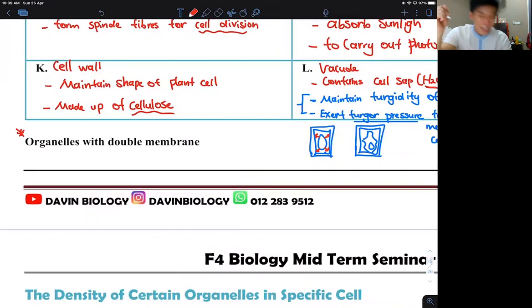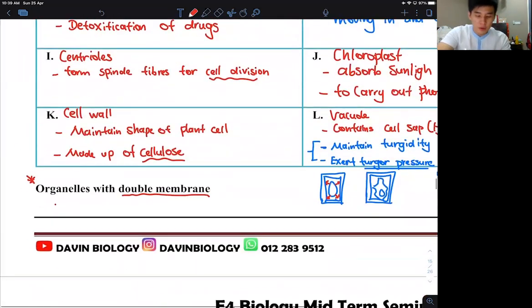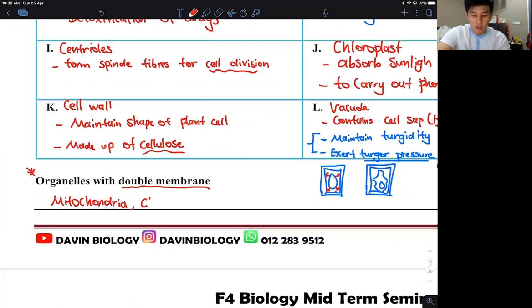So there are certain organelles that have a double membrane. Some people ask, which are the organelles that have double membrane? It means they have two layers of membrane covering them. So it's actually your mitochondria along with your chloroplast. So the two organelles look alike. And one more actually is your nucleus.